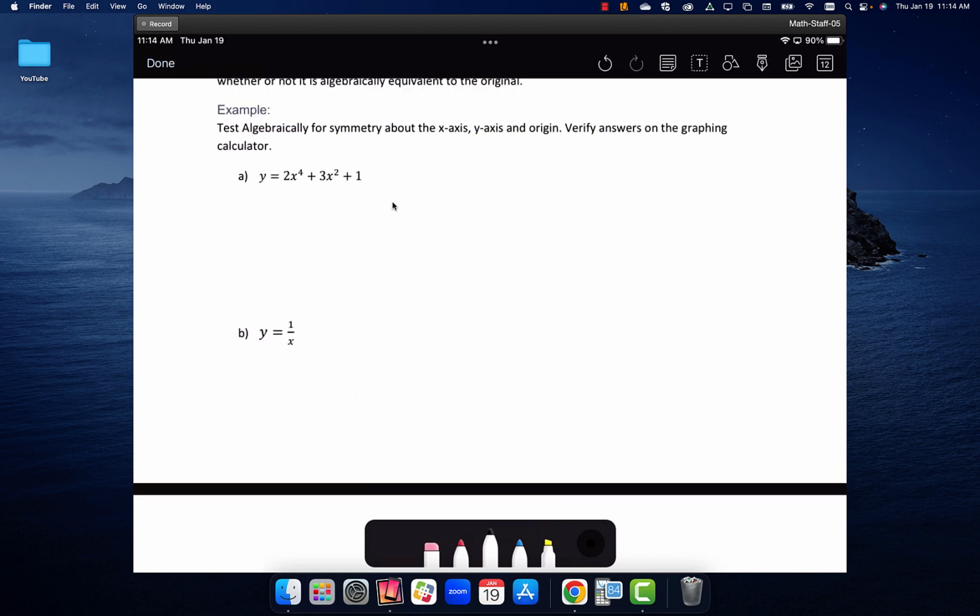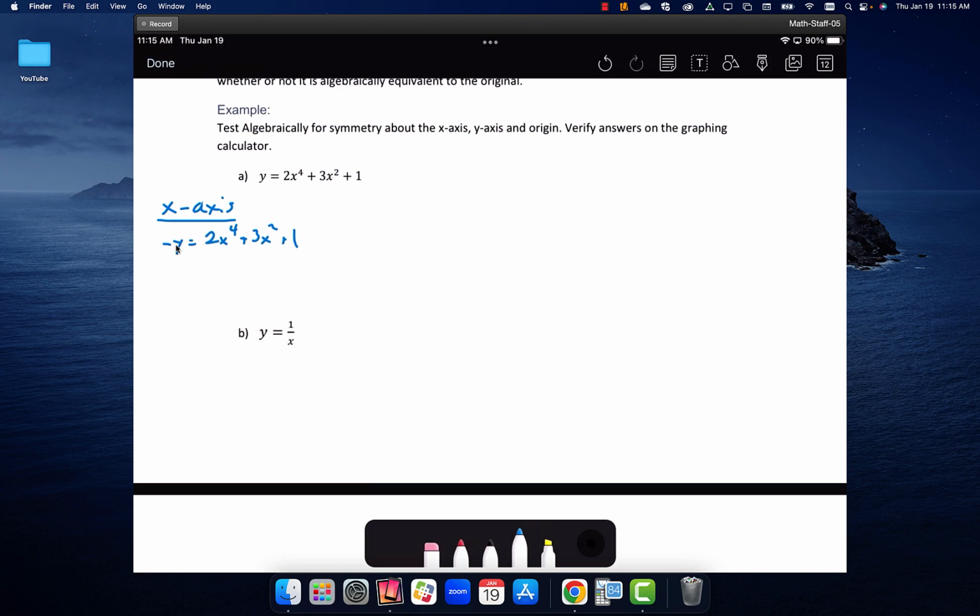For example, let's test this first equation for symmetry. We'll start with the x-axis. Remember, to test for symmetry about the x-axis, we replace y with -y. -y is equal to 2x to the 4th plus 3x squared plus 1. Our goal is to compare this to the original. Right now it does not look like the original. Let's try to isolate y by multiplying by -1.